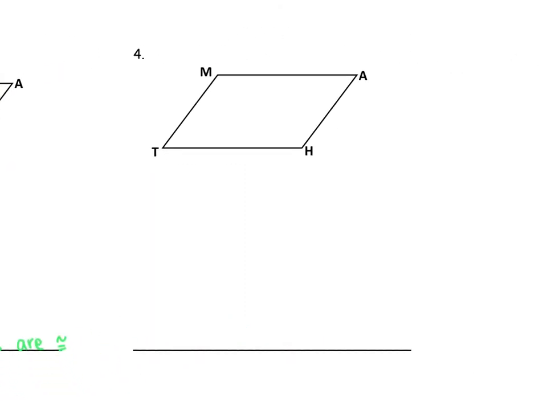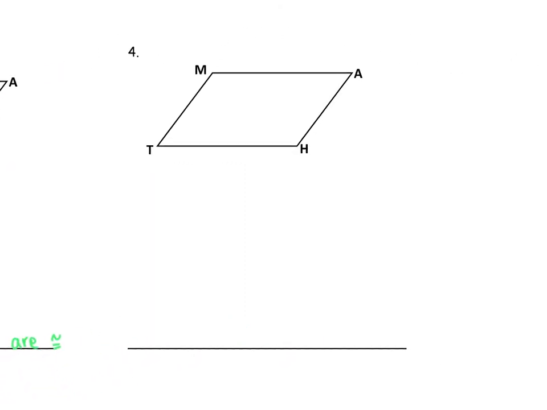Now the last property is that diagonals of a parallelogram bisect each other. So I'm going to start by sketching the diagonals. So I connect M and H, and I'm going to connect T and A. So these are called diagonals because they connect the opposite angles. Diagonals in a parallelogram bisect each other, which means they go through each other's midpoint.